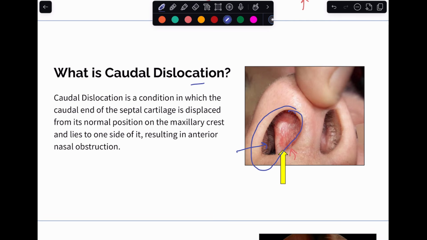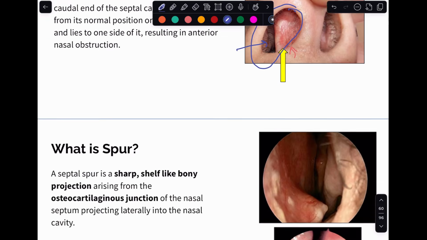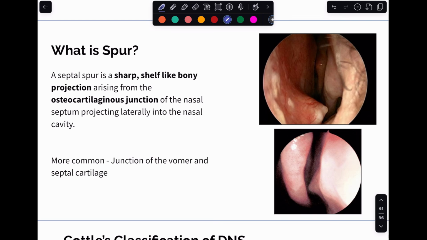And caudal dislocation is something that earlier we would have SMR before septoplasty came on, and SMR could not treat the caudal dislocations because of the approach being very different in SMR compared to septoplasty. We'll talk about that at the end when we discuss management. So this is what a caudal dislocation is. And I've already told you what a spur looks like. If you look at the image here, this is what a spur will look like.